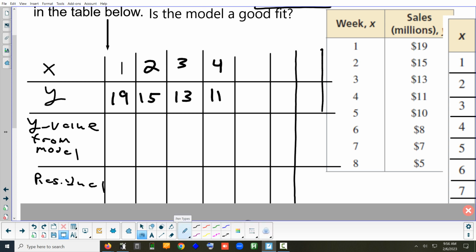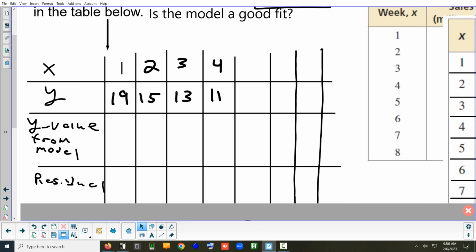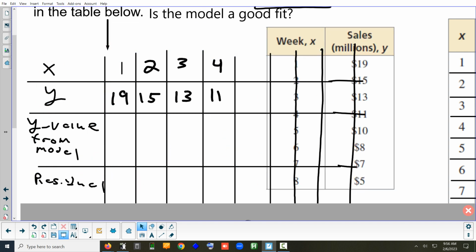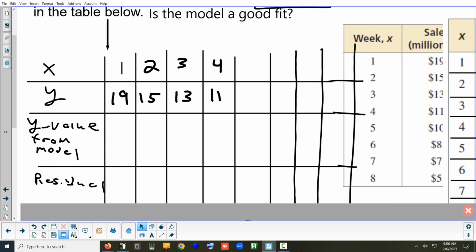I think I might need a couple more lines here. All right. How about, can't see it. Let me move the table. Sorry about that. Well, that's the best I can do.